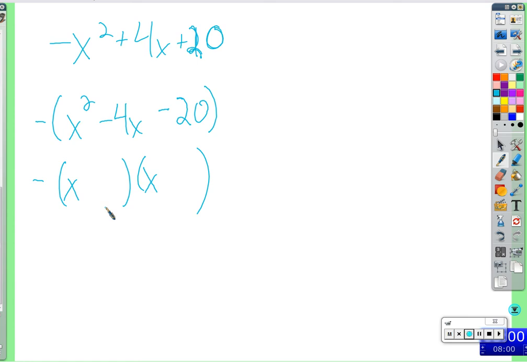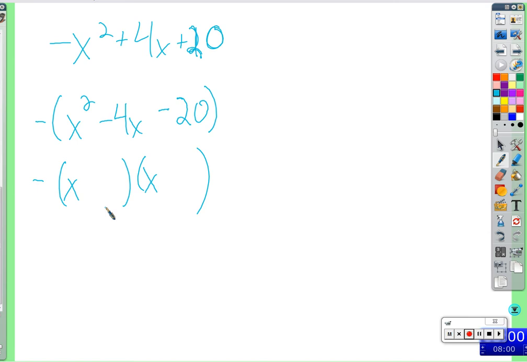If you got to the point where you felt like, I don't know what to do, I've tried all these different numbers and it doesn't seem to be working out, then you came to the right conclusion. It doesn't work out. There are only so many ways to multiply to make 20, and no combination of positive and negative numbers will add up to negative 4. So taking out a negative is the most we can do.